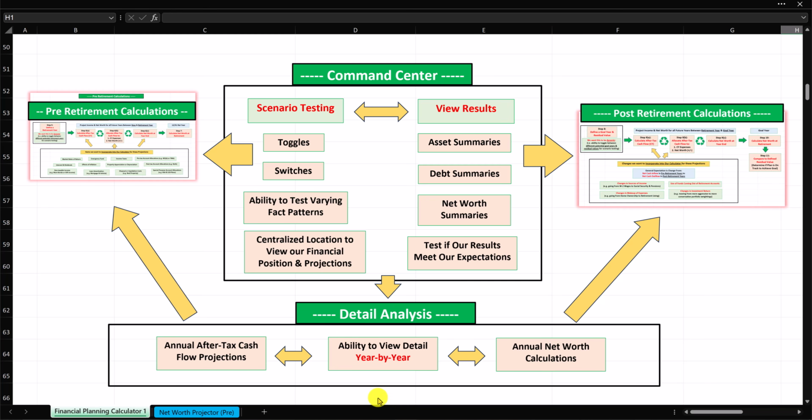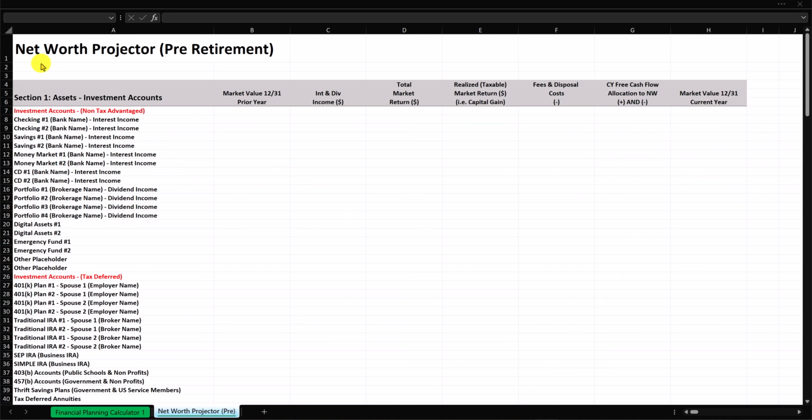So with that said, let's jump in building our full financial and retirement planning calculator. All right, so we're going to start with step 1 as we defined it in the roadmap, which is to determine what our net worth is right now. And I'm going to call this tab the Net Worth Projector. I'm going to say that this one is for pre-retirement purposes.